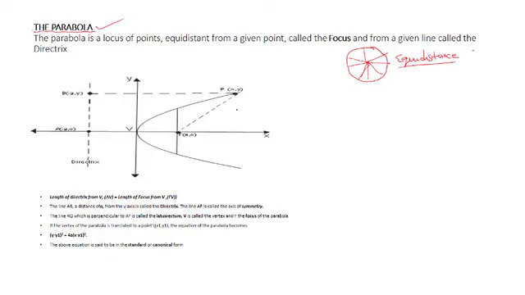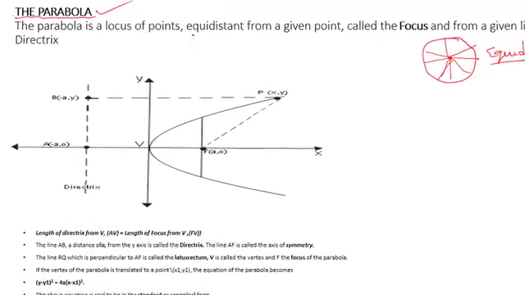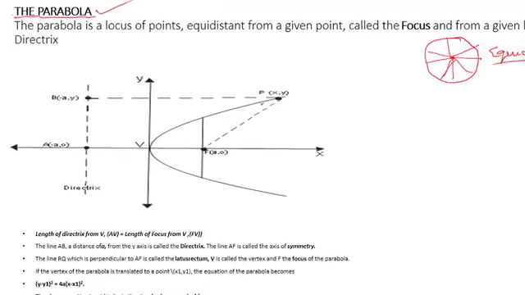But in the case of a parabola, the point is equidistant from a given point called the focus, and from a given line called the directrix. Now this is the shape of a parabola. Sometimes you have the parabola facing upward, like that of a graph. You can still have it facing downward, facing the left direction, or facing the right direction. These are all the shapes of a parabola.